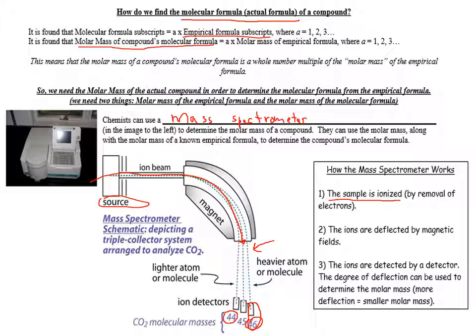Once you have the molar mass of the molecular formula, you can use it to figure out the molecular formula from the empirical one. The general formula is A times the empirical formula subscripts, where A represents a multiplying factor. We're going to take a look at how to figure out that multiplying factor so you can get your molecular formula.